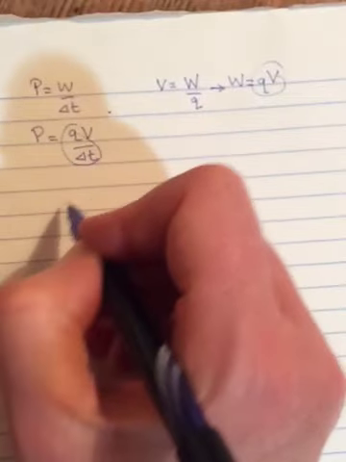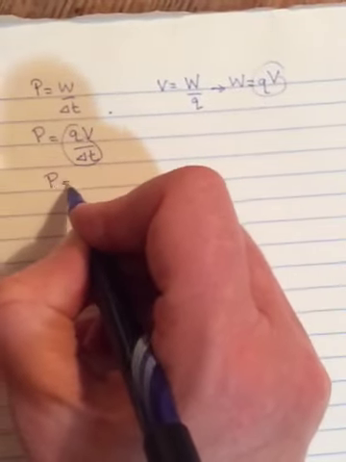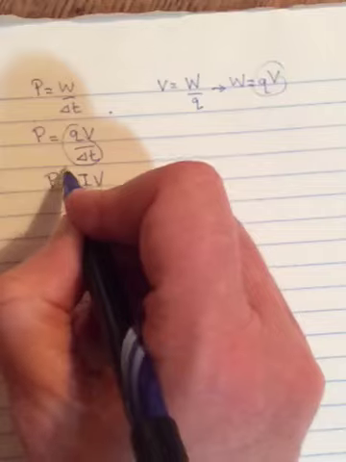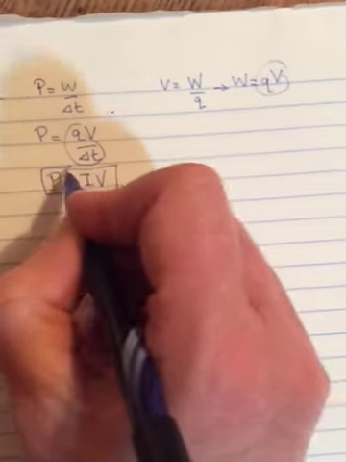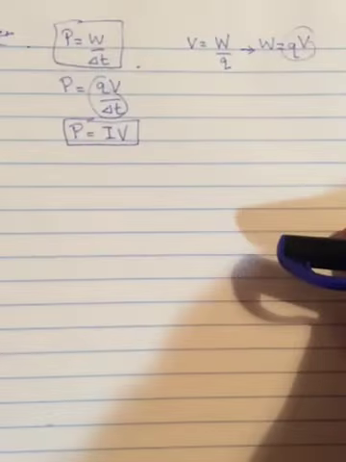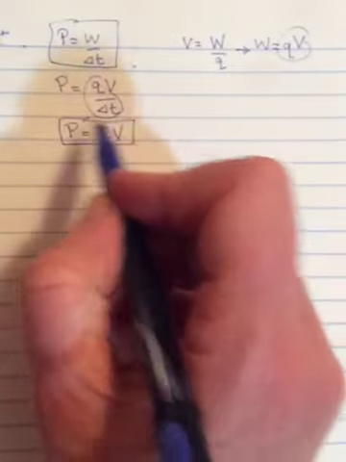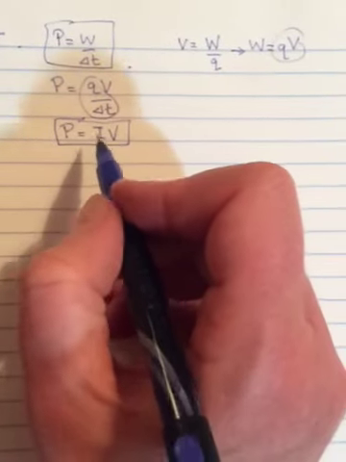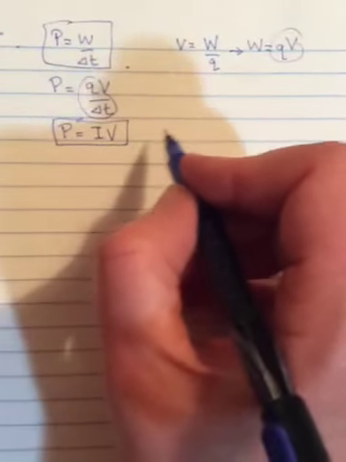But Q over delta T is just current. So power is equal to IV. Okay, so power is still equal to work over time, but we tend to use that when we're talking about mechanical work and mechanical power, but this one we use in electricity. Okay, so current times voltage.